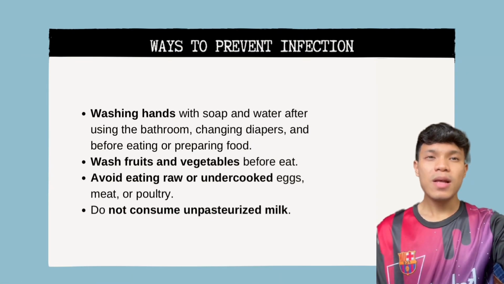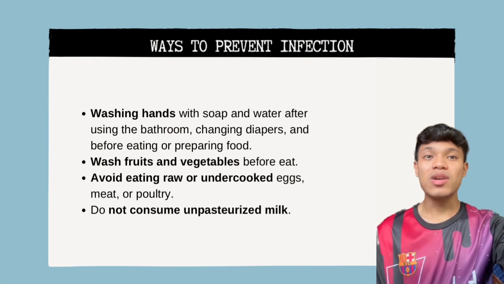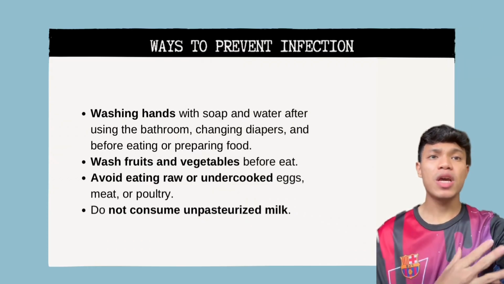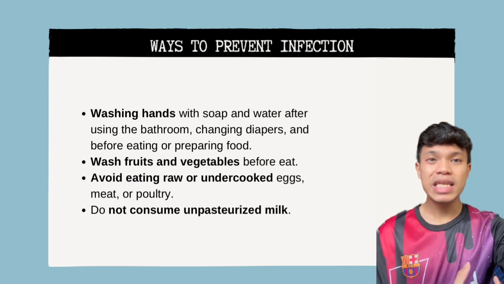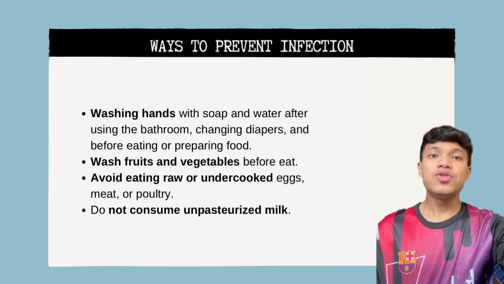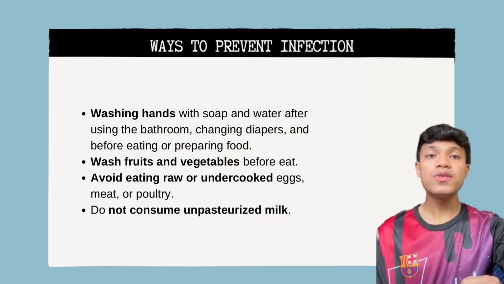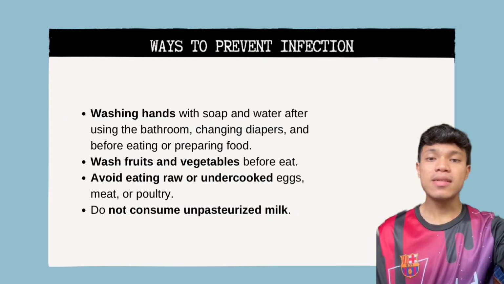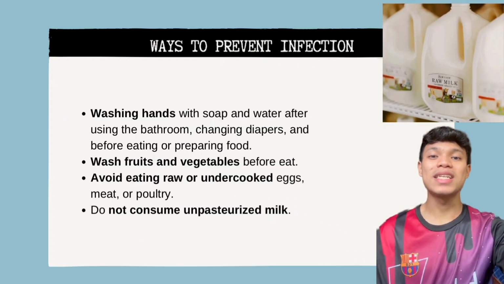Among ways to prevent Salmonella infections are by washing your hands thoroughly with water and soap after using the bathroom, changing diapers, or before eating and preparing foods. Besides that, you need to wash fruits and vegetables thoroughly before eating them. Next, avoid eating raw or undercooked eggs, meats, or poultry, and remember, do not drink unpasteurized milk.